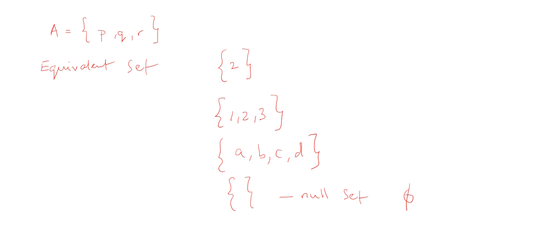Now, when we are asked for an equivalent set, now in this set here we have 1, 2, 3 elements, right? So all we need to do is to find a set that has 3 elements as well. So the equivalent set in this case here will be this guy here, which is 1, 2, 3, right?